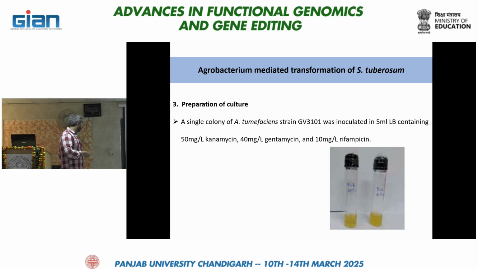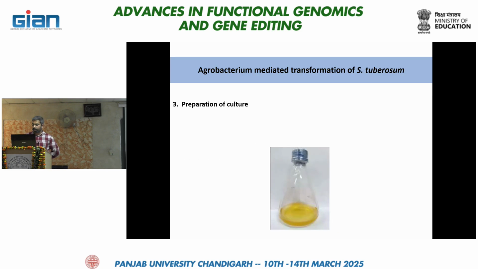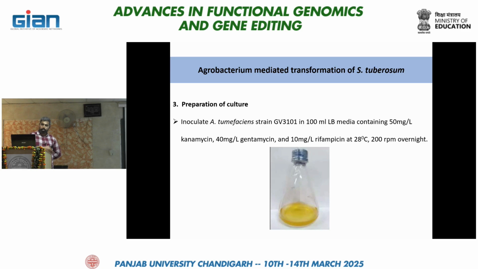And here the bacterial selection is kanamycin. So this is the concentration which we have used. And as this agrobacterium grows at 28 degrees Celsius, we will have to incubate it at 28 degrees Celsius, 200 RPM overnight. And similarly, we have to inoculate from the primary culture to a secondary culture, that will be of 100 ml LB media, and again it will have all the antibiotics specific to that.